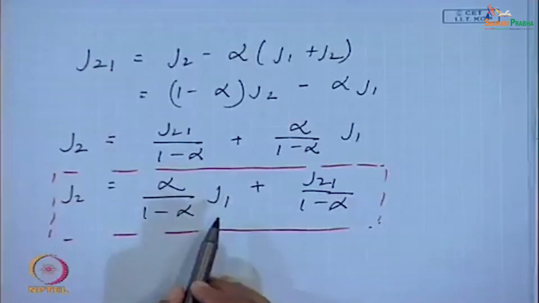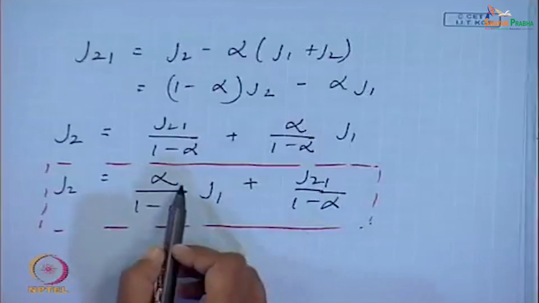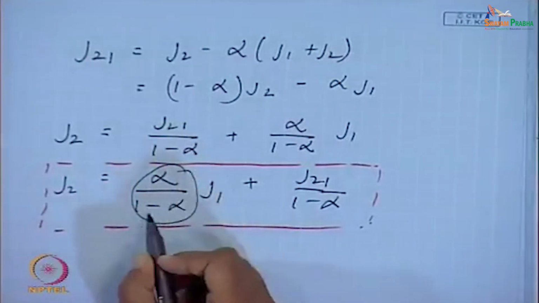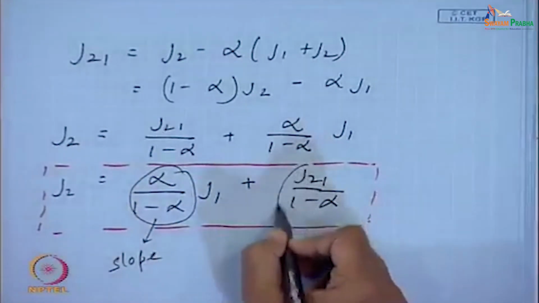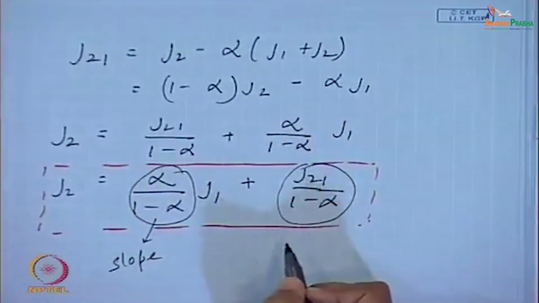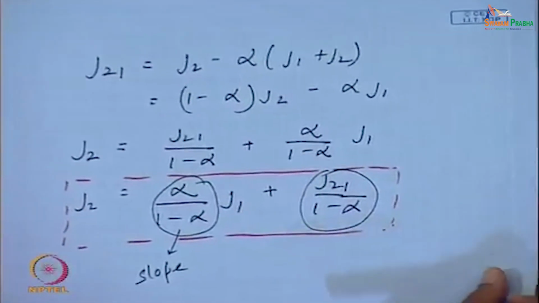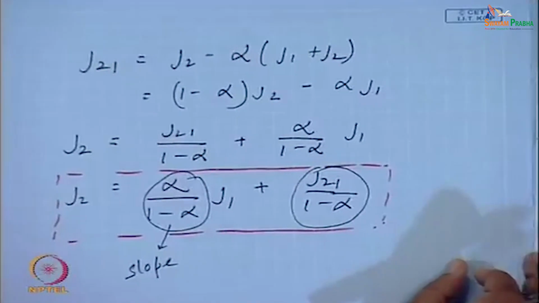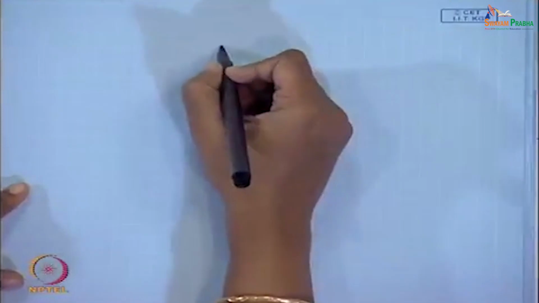Okay. Now, observe that for constant alpha, what sort of a curve do you expect between J2 and J1? It will be a straight line with the slope of alpha by 1 minus alpha, okay, and the intercept is going to be this. Now, you tell me, suppose we draw the straight lines for different conditions. Let us see how it resembles.